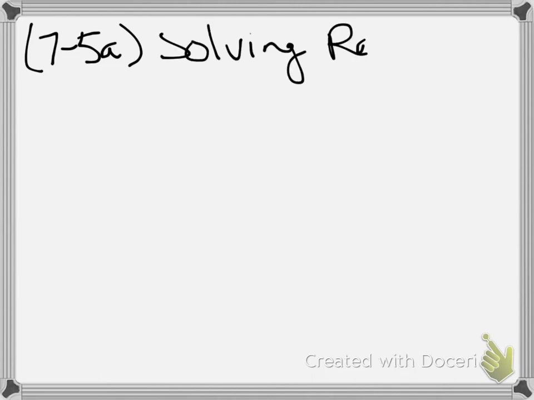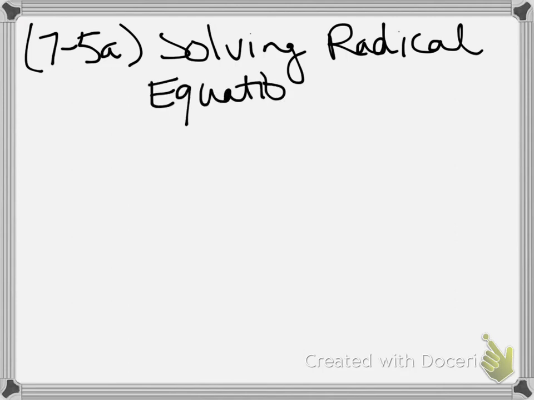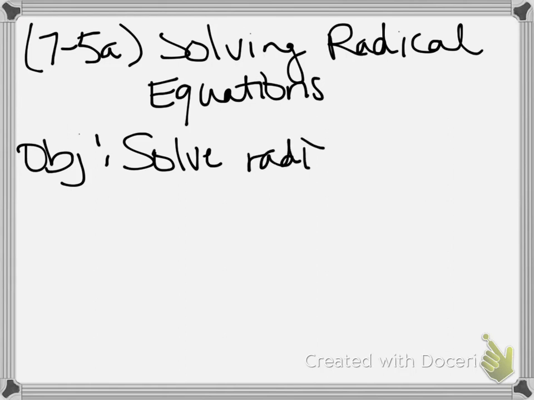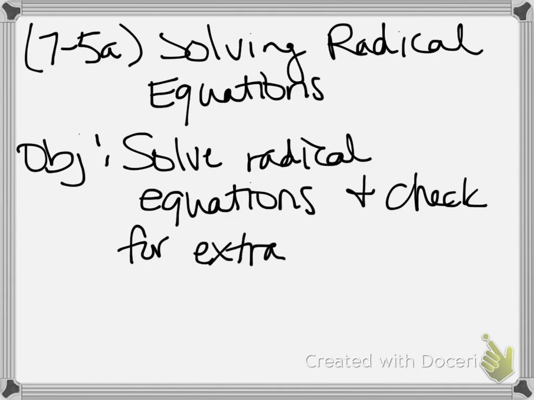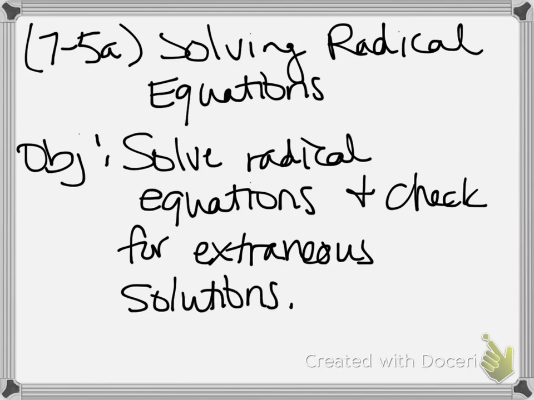So we have 7.5a, which is solving radical equations. And our objective today with that is to solve radical equations and check for extraneous solutions. So the extraneous part might seem a little bit scary, that word.